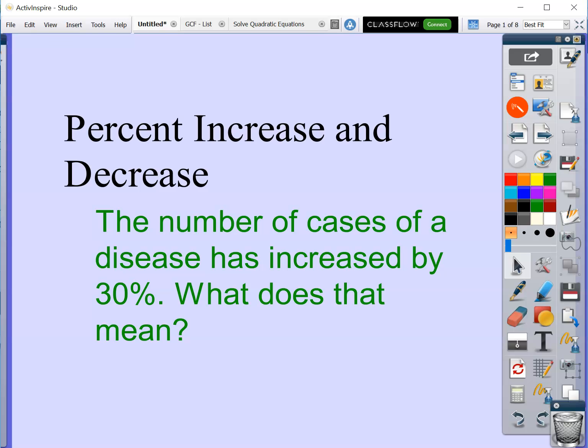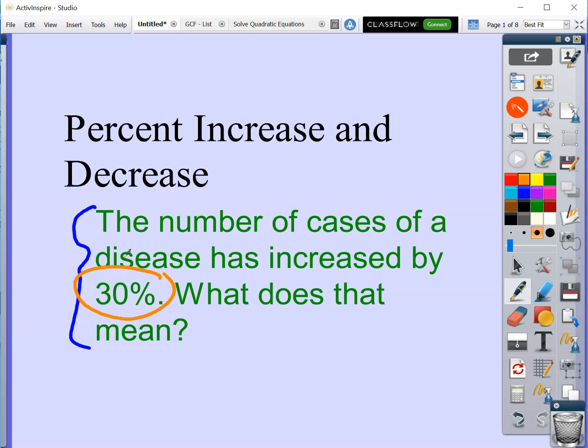Okay, we've been doing some work with percentages, and now we're going to look at a really common topic within percentages, and that's called percent increase and decrease. You've seen statements like this probably a lot lately, where somebody will say the number of cases of something, a disease, has increased by 30%. What does that mean? Well, we know it's an increase, but it gets kind of confusing because you're going, well, what does this 30% mean?